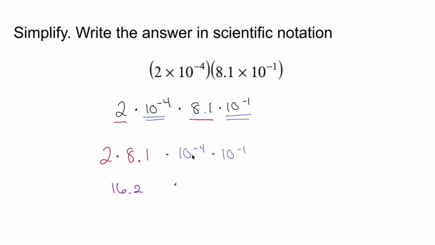When you multiply terms of the same base, you add the exponents. So negative 4 plus negative 1 is negative 5. However, this is not scientific notation because 16 is too big. Our decimal should be here. So in order to take 16.2 and make that guy scientific notation, we write it out as 1.62 times 10 to the positive 1.